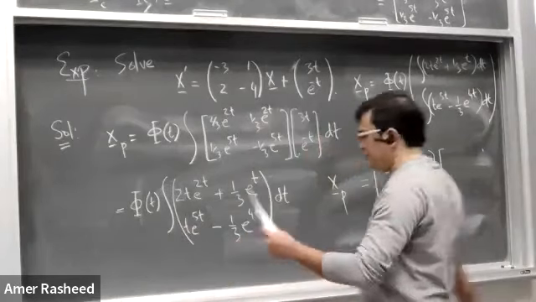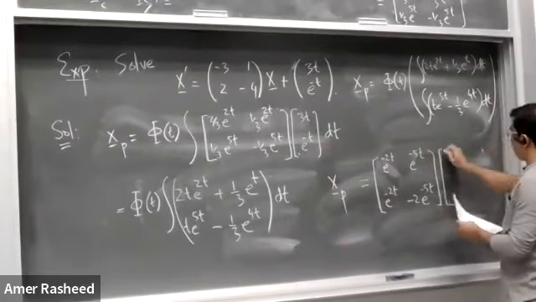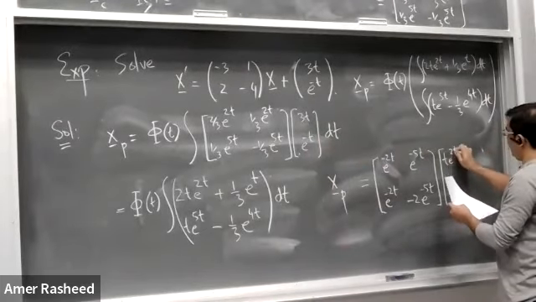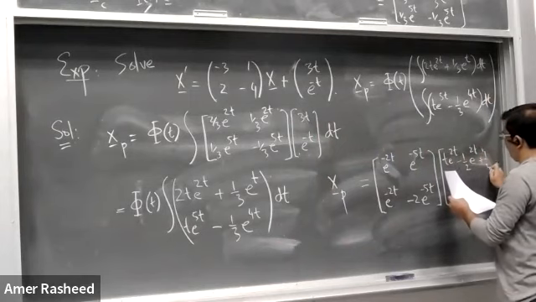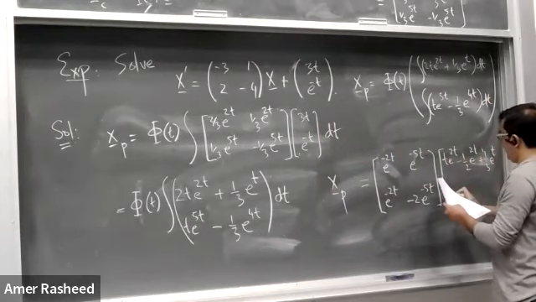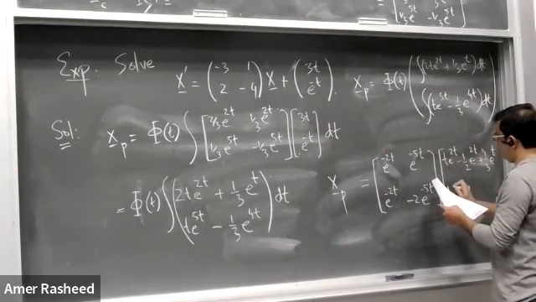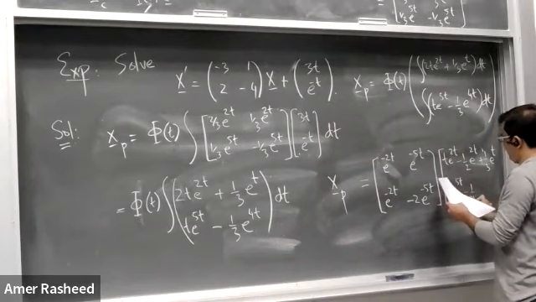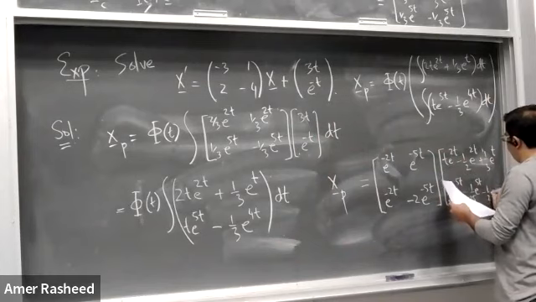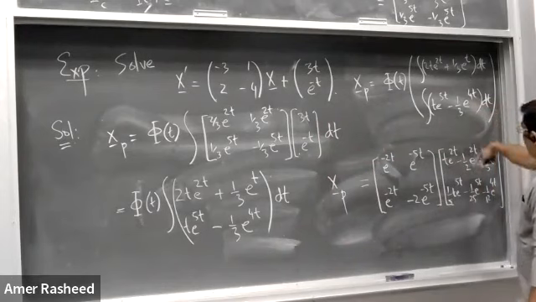After integrating, you get t e to the power 2t minus 1/2 e to the power 2t plus 1/3 e to the power t. And the second entry is 1/5 t e to the power 5t, minus 1/25 e to the power 5t minus 1/12 e to the power 4t. So this is your solution of this vector.